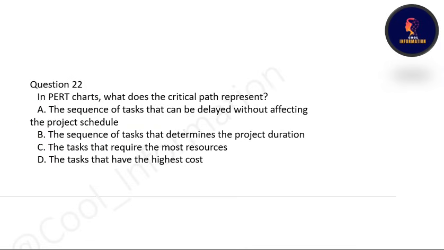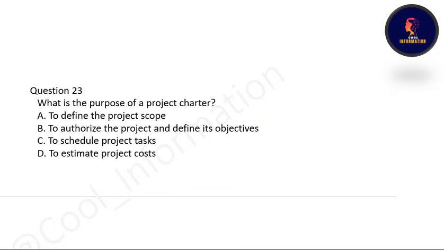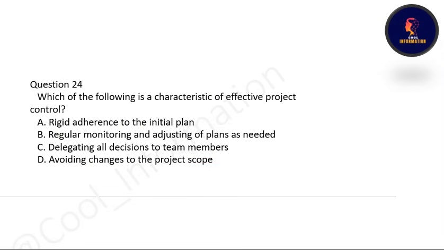Next question is, in PERT chart, what does the critical path represent? So in PERT chart, critical path represent the sequence of tasks that determines the project duration. Option B is correct. Next question, what is the purpose of project charter? So very simple, the purpose of project charter is to authorize the project and define its objective. Option B is correct.